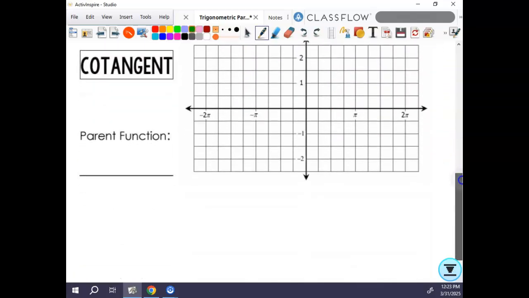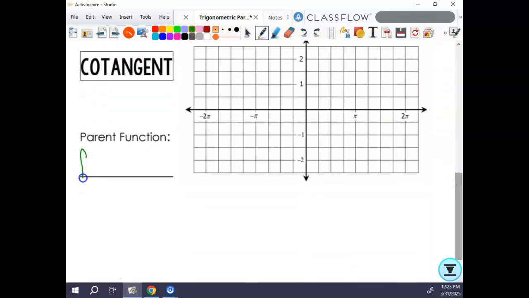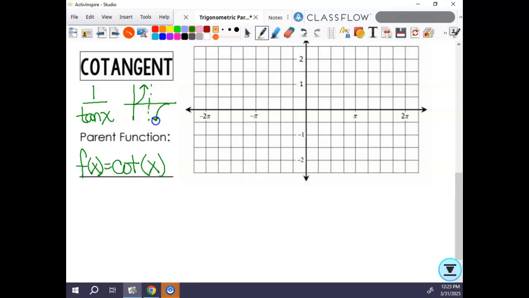Okay, so then we have cotangent. So parent function would be f of x equals cotangent x. Cotangent is the reciprocal of what? Tangent. So 1 over tangent x. Draw our little parent function for tangent. Looks like this. Okay.